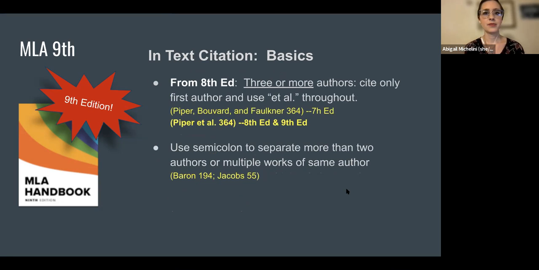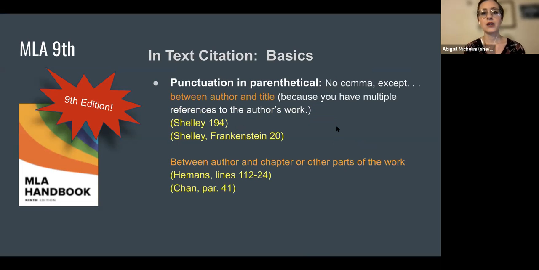Okay. All right. From the 8th edition, 3 or more authors, you cite only the first author and then use et al throughout. So the 8th and 9th edition, you just go to the et al right away. The old version of it, you used to have to spell them out 2 versions ago. All right, you're going to use a semicolon to separate more than 1 author. Don't use any commas except between the author and title of the work. And that's only if you are citing multiple references to the same author's work.